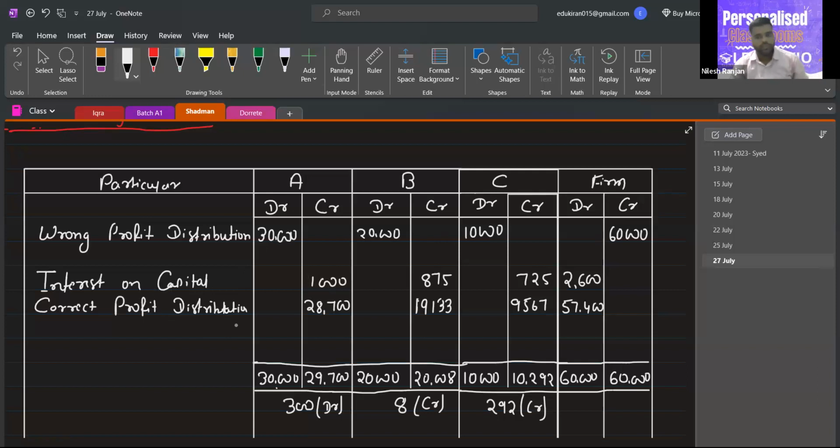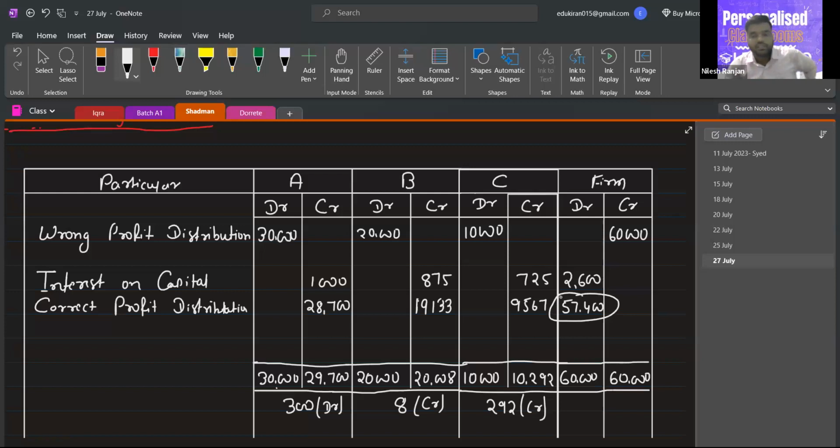Okay, sir. So in preparation of this column, you have to consider first, if any profit was given, then we will take it back, and then we will pass any omission and error entries. We will adjust those items, and then we will calculate the balance. This is the balance actually.